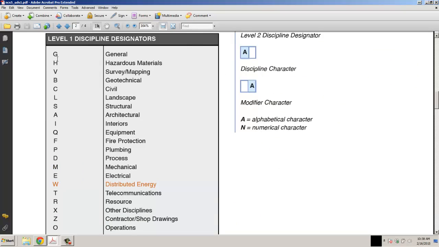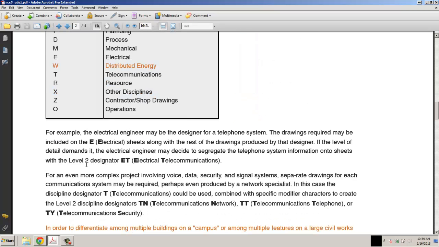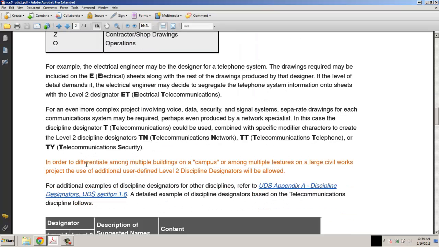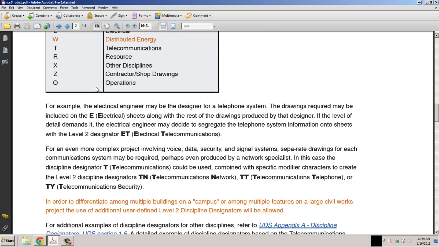Here we have general hazardous materials. Anytime you see a page that starts with an H, it's going to reference hazardous material. Then architectural, structural, so the alphabet is here. Anytime you're doing a mechanical drawing, it's going to be an M drawing. If we look further down, you can see ET for electrical telecommunications. If they go to a level 2, they might be combining these things together.